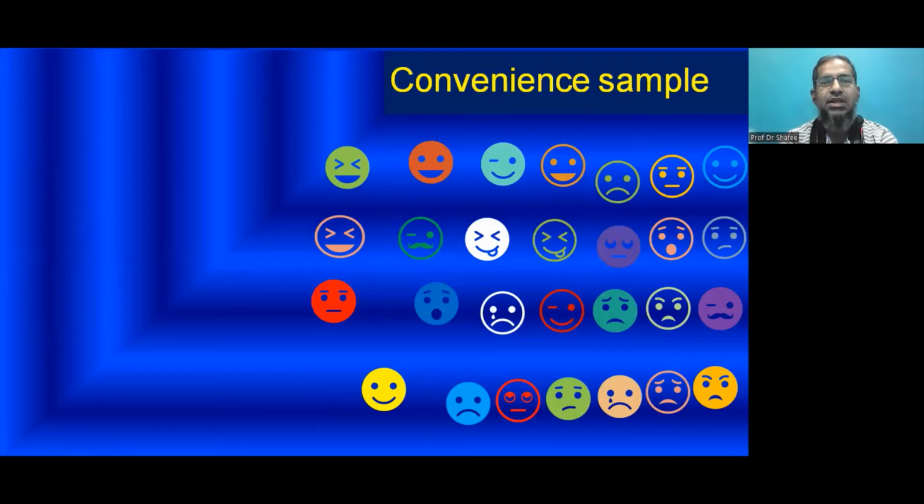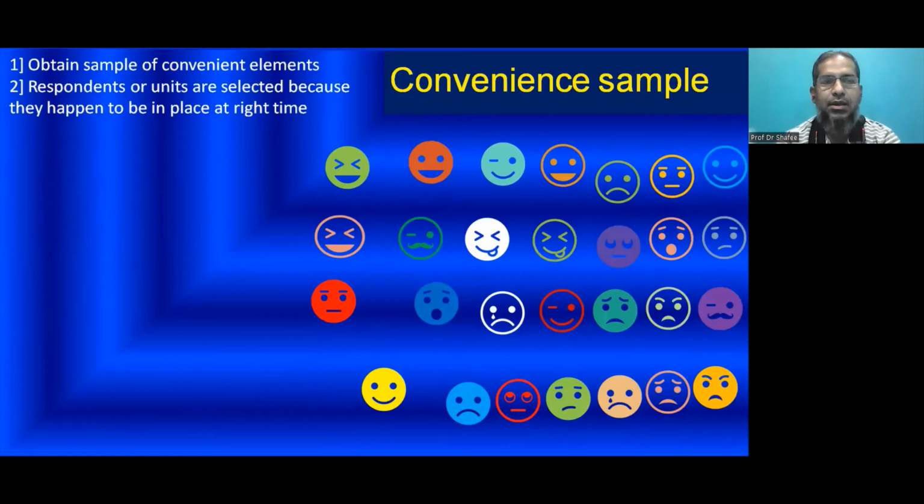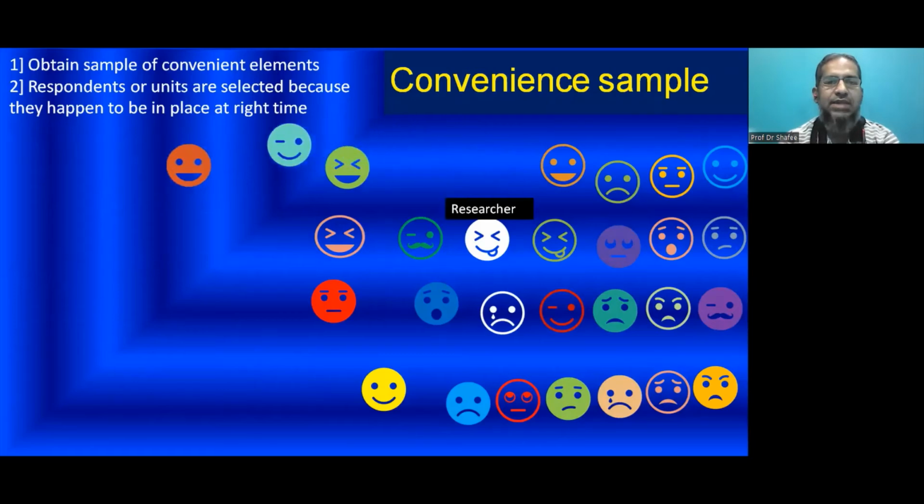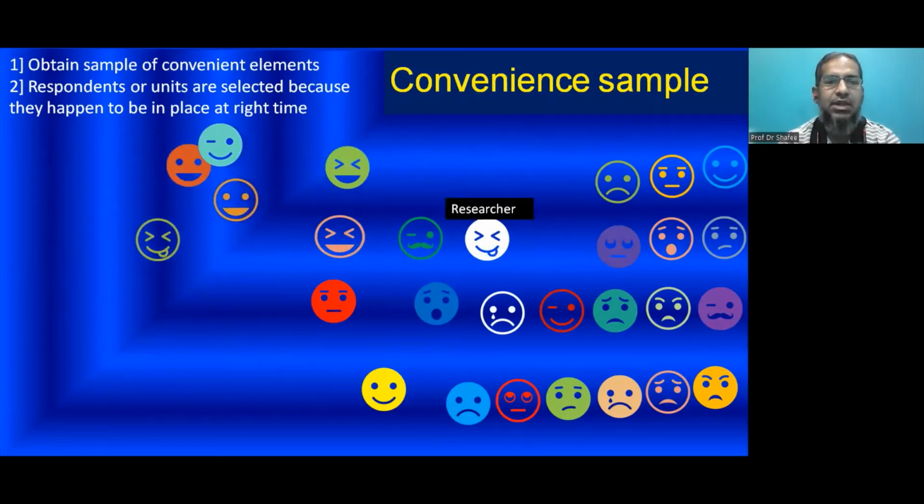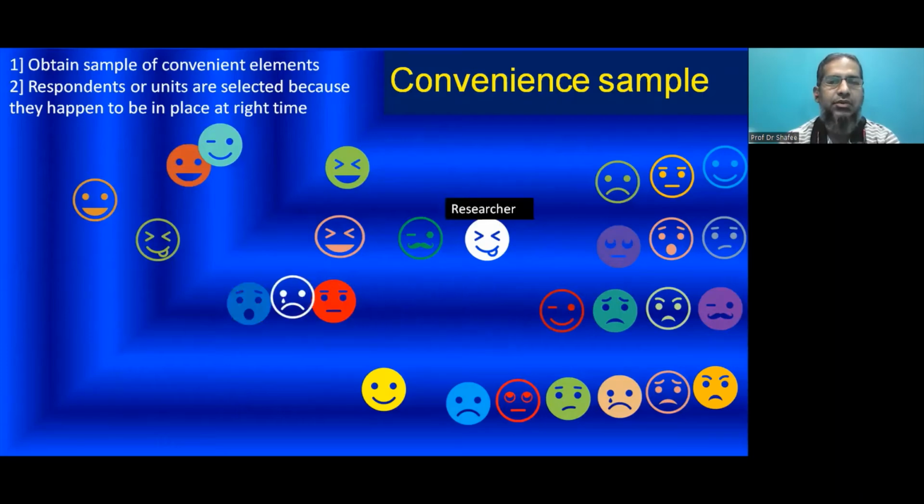Now next is convenience sampling. We obtain a sample of convenient elements. Respondents or units are selected because they happen to be in the right place at the right time. Take the example of studying the prevalence of hypertension in a village. You visit a particular ward or area of the village, and it is convenient for you to select the people from that ward. So you go on selecting them from that ward. That becomes convenience sampling, and you feel that this sample is representative of the village.